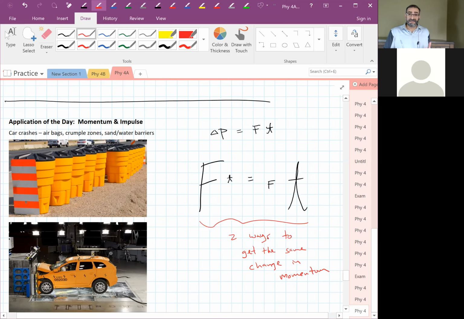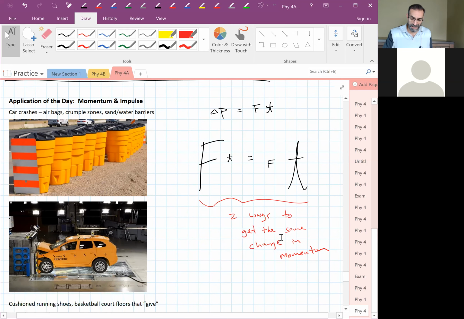So all this stuff, the dashboard on your car probably has some padding in it. Well, maybe not nowadays with airbags, but that was what they started with. They started with putting padding in the dashboard of the car so that if your head hit that, there would be a little bit of give to it. Now we've got airbags and seat belts with tensioners and things like that. The crumple zones, all of this stuff helps spread out the time interval so that the same change in momentum can be achieved with a smaller average force. And this applies to so many things.